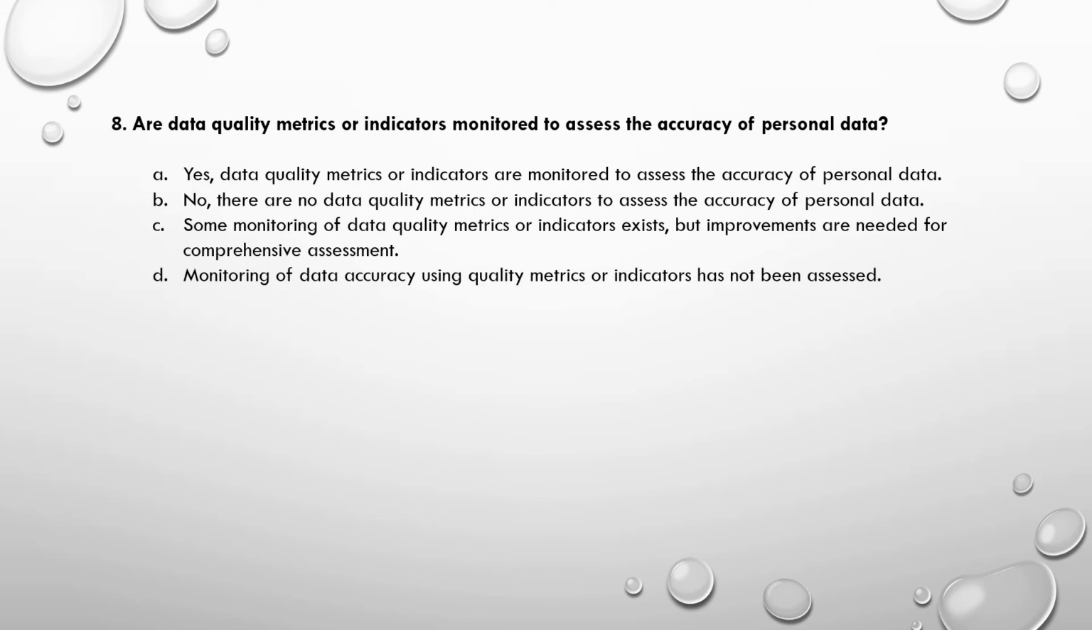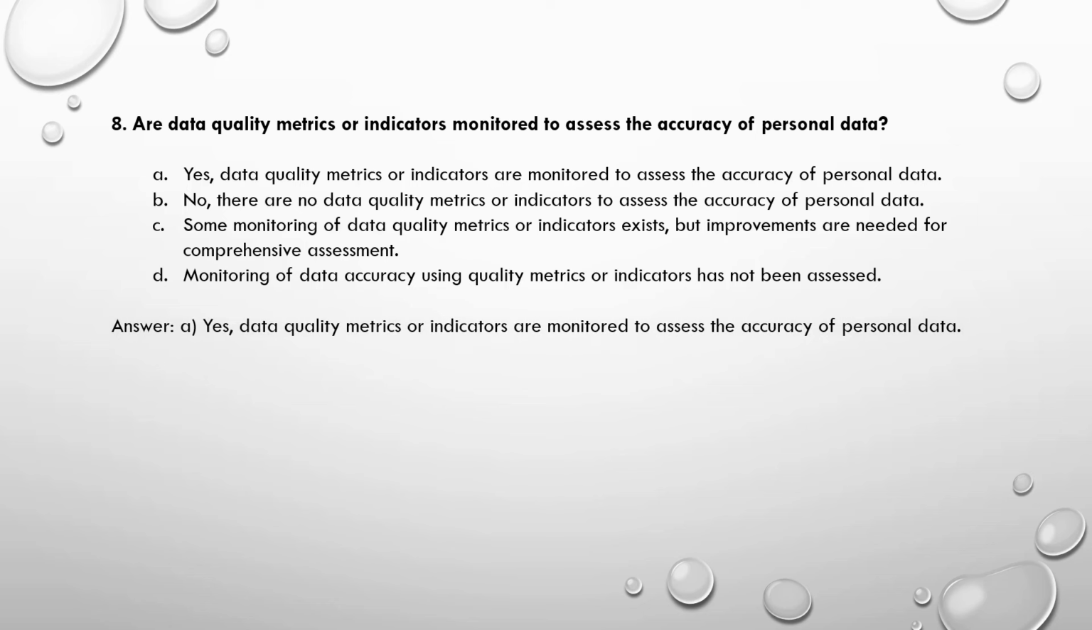If you choose option A, that means the data quality metrics or indicators are monitored to assess the accuracy of personal data. This option signifies that the organization is actively using specific benchmarks or tools to assess the quality and accuracy of the personal data they manage. Right? They have a structured way to keep a check on the data's accuracy.